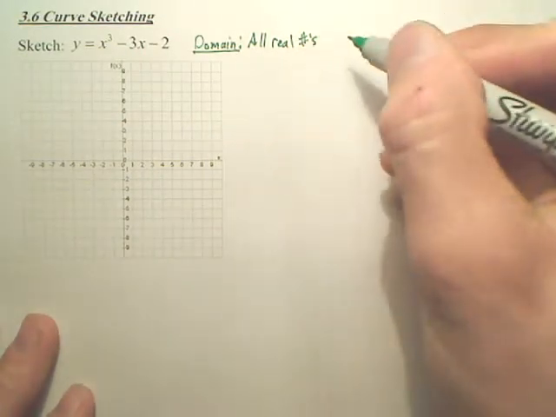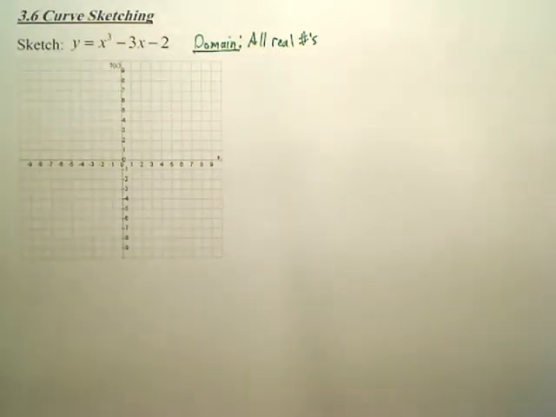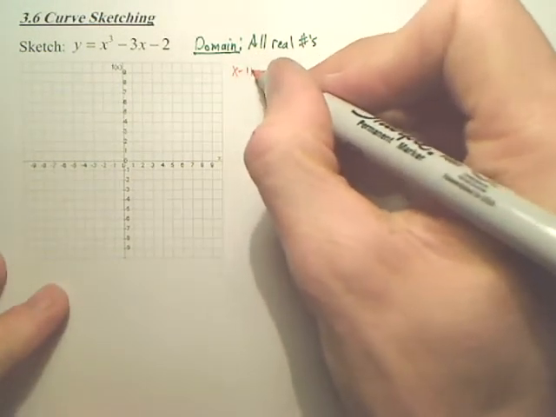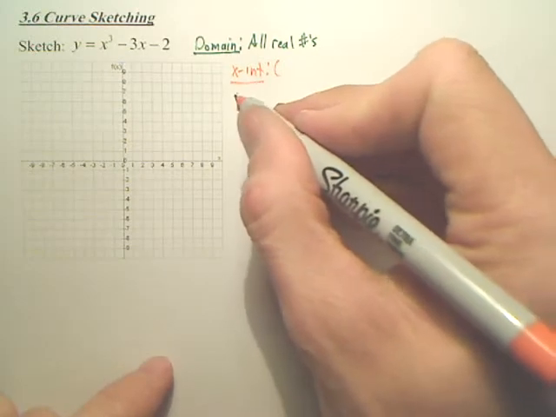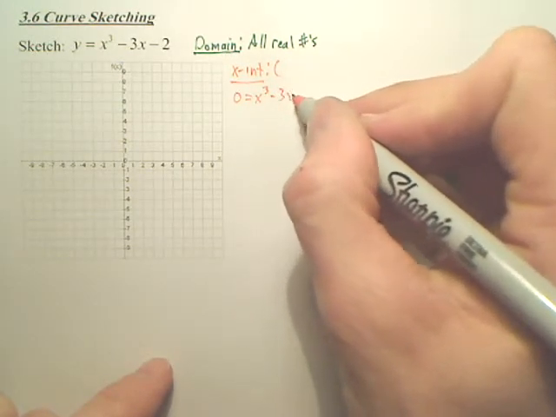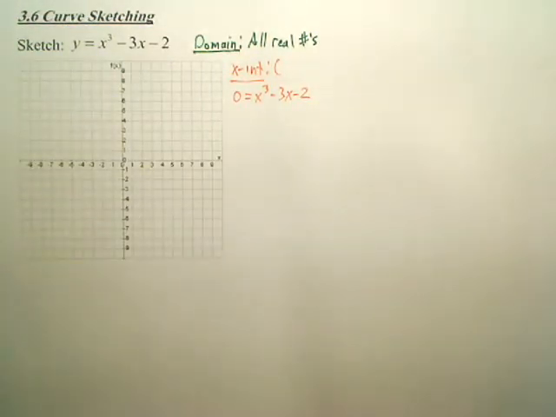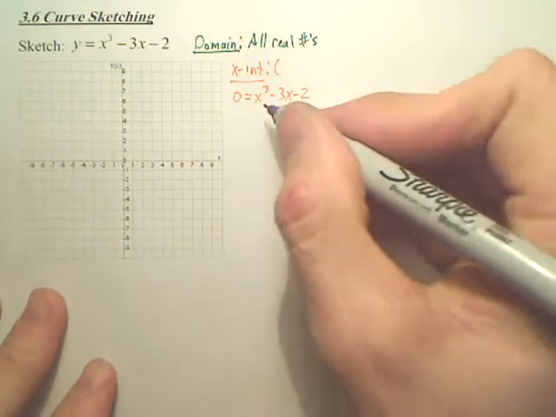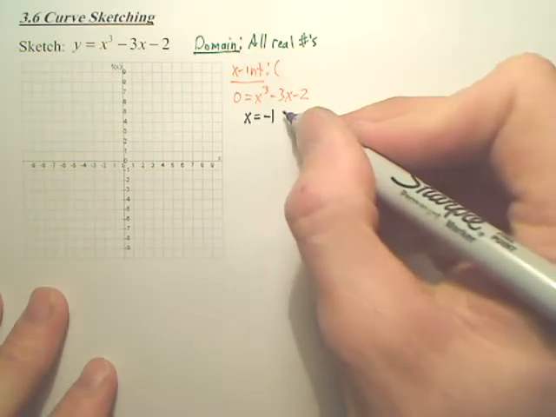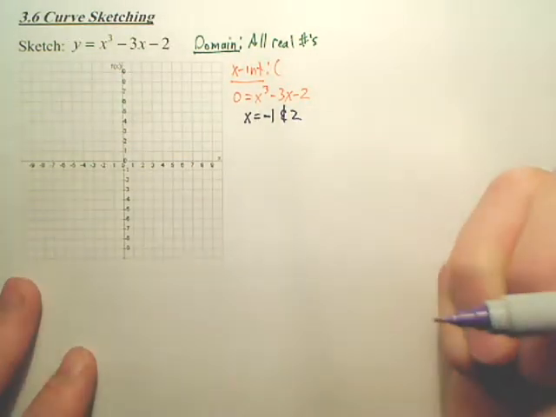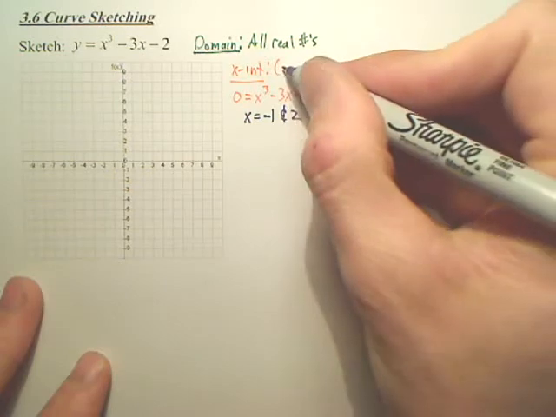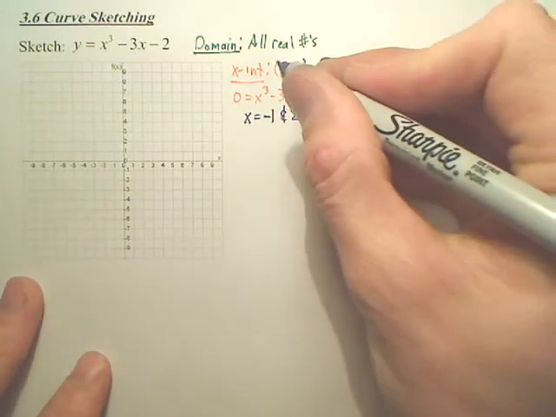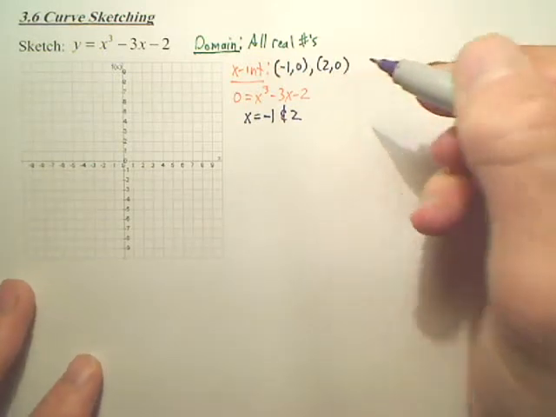Now, let's find the x-intercepts. To find the x-intercept, you plug 0 in for y. And when you do that, you go, oh crud, I can't do that without a calculator. So you go, let's look at our calculator. Handy dandy little calculator went and told me it's negative 1 and 2. Okay? So what does that mean? My x-intercepts are (-1, 0) and (2, 0).